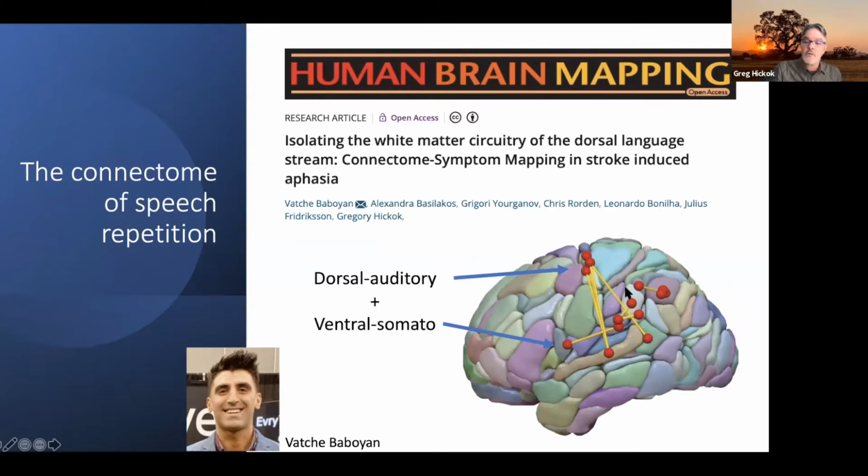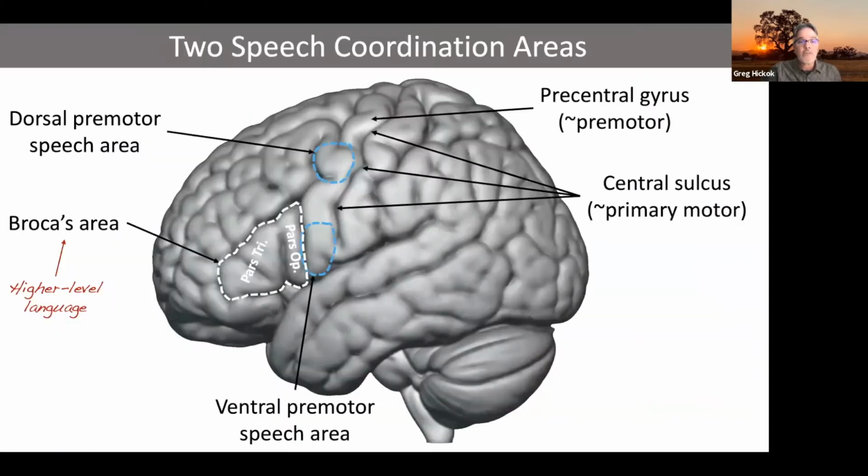These were the pairwise connectivities that survived. There's a couple of local connectivities in the parietal cortex. That's interesting, not our focus today. But again, there's a dorsal auditory connectivity pattern and a ventral somatosensory connectivity pattern. So all of this argues for the existence of two potentially separable speech coordination areas. So here's a kind of cartoon version of it.